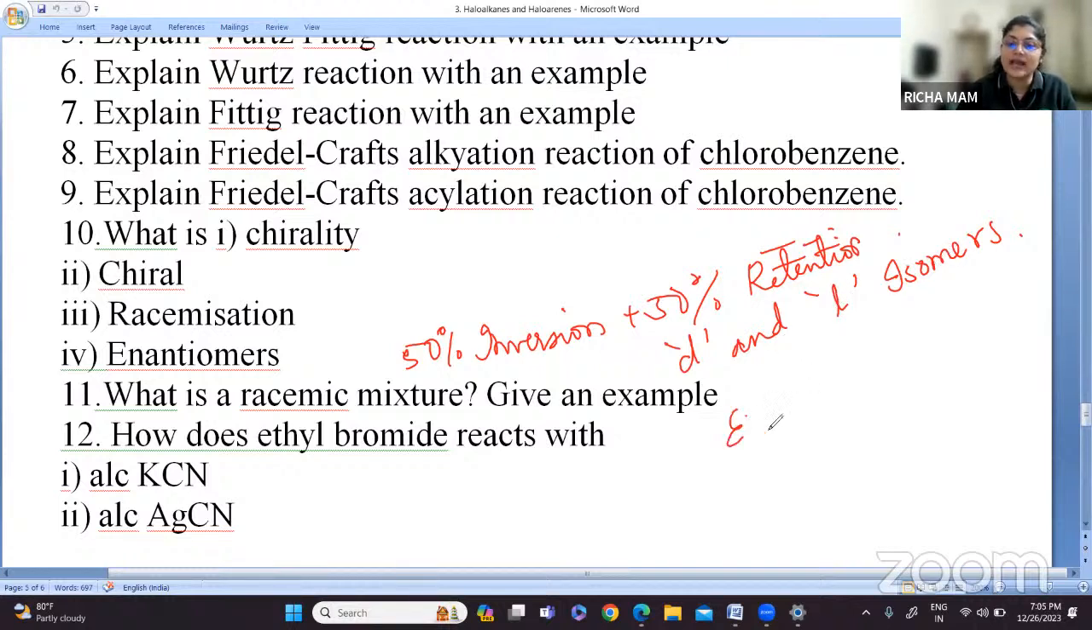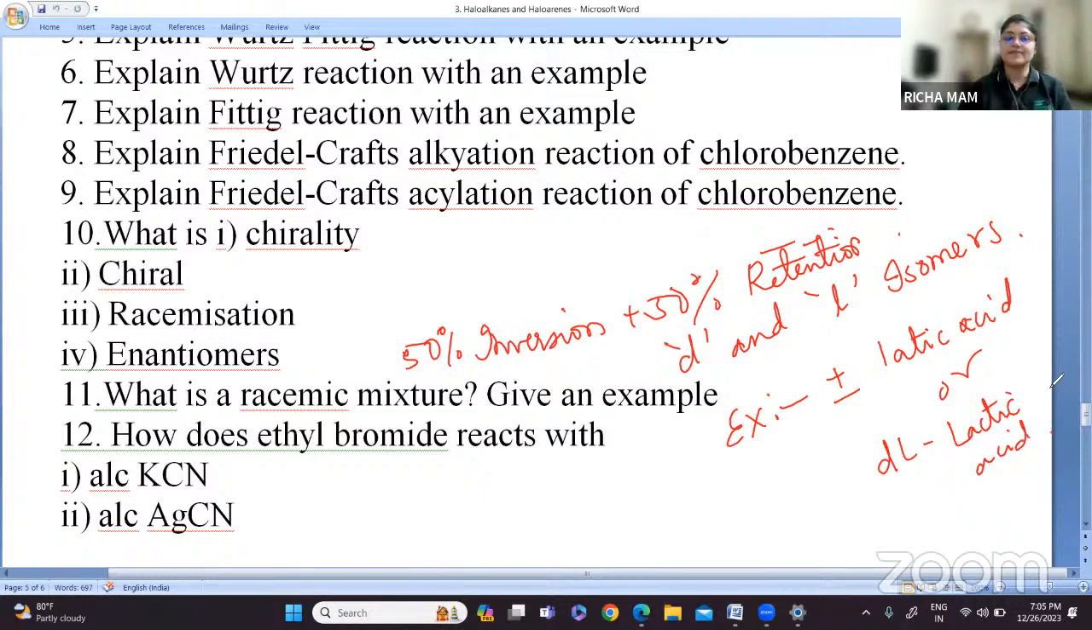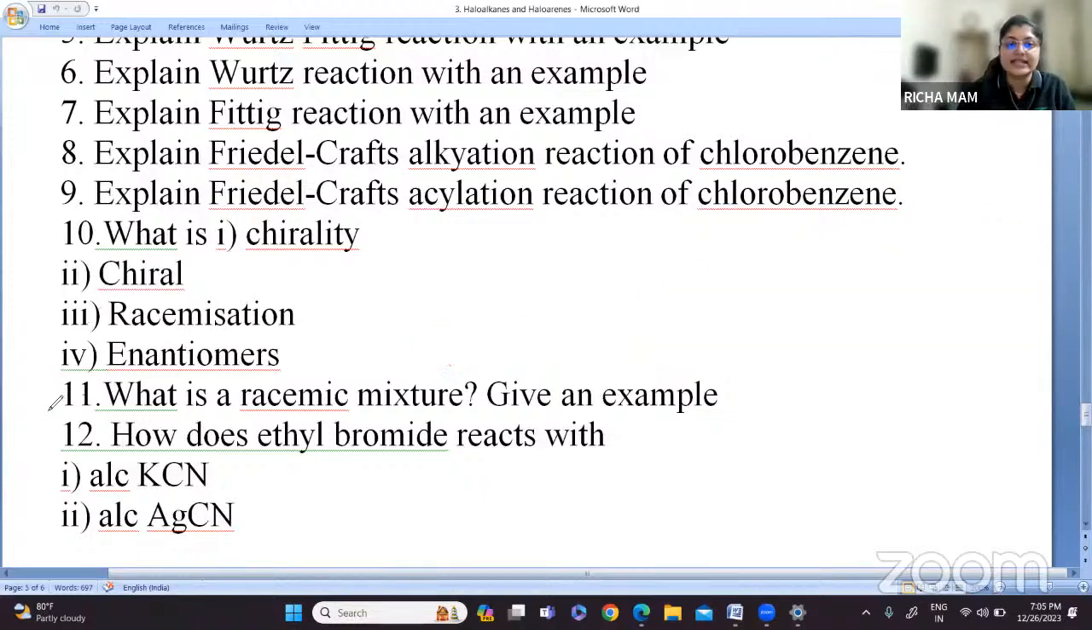So for the definition, 1 mark, and for the example, 1 mark. The example is plus and minus lactic acid, or I can write it as DL lactic acid. Fine. So this is about racemic mixture. Is it clear? We have discussed 2 marks questions, that is 11 questions.